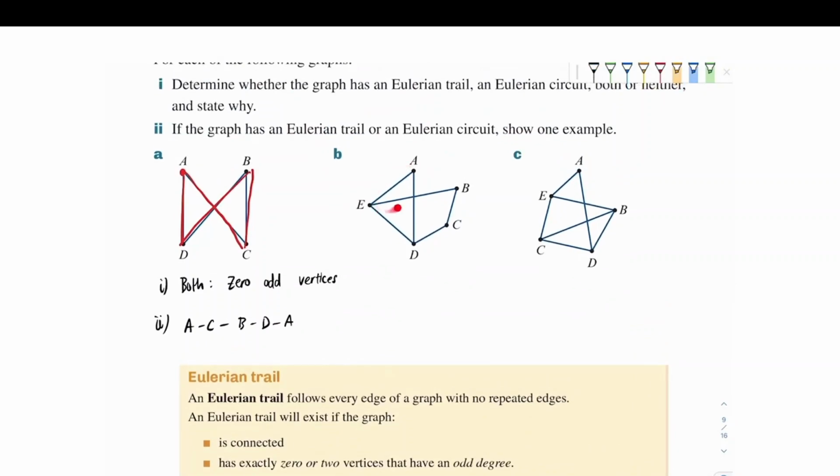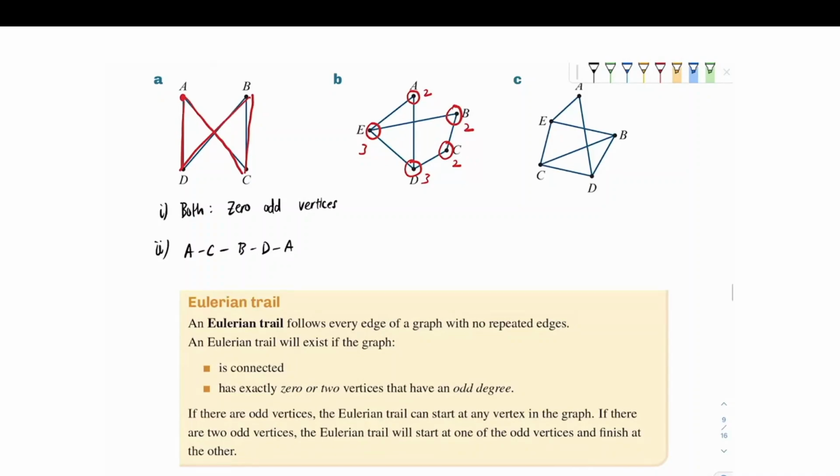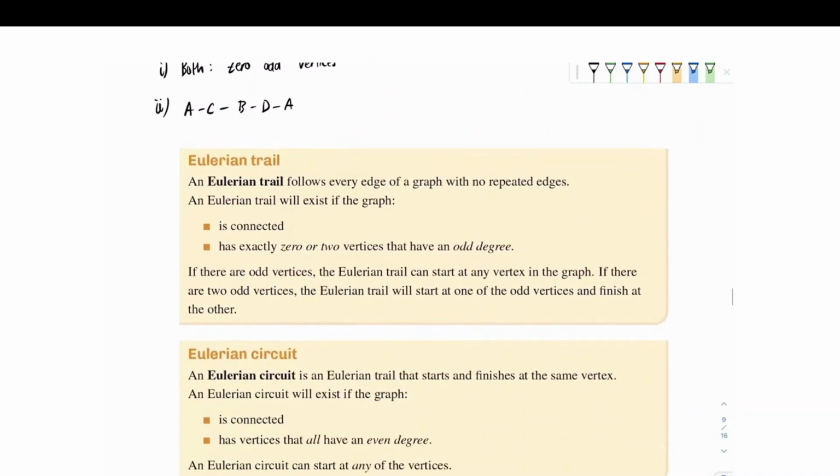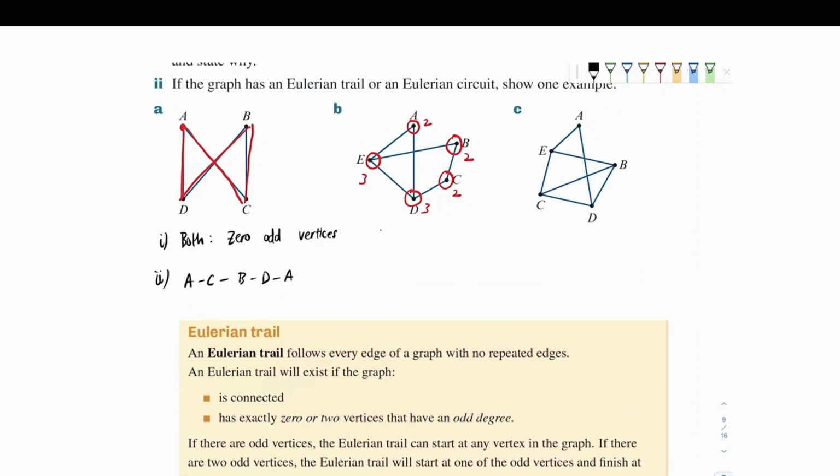The second one, over here, we can mark in the vertices with their degrees. So this is 2, this is 3, this is 3, this is 2, and this is 2. Now let's have a look at our conditions over here. So for the first one, it has to have exactly 0 or 2 vertices that have odd degree. And you can see that we've got exactly 2 vertices of odd degree. The rest of it is even. And for the circuit, it says it has vertices that are all of even degree. This is certainly not true, because you can see that these two are not even. So in this case, we only have the trail, but not the circuit.